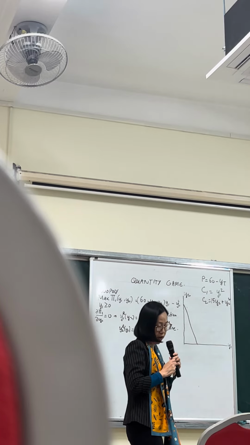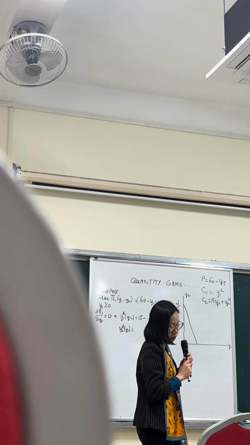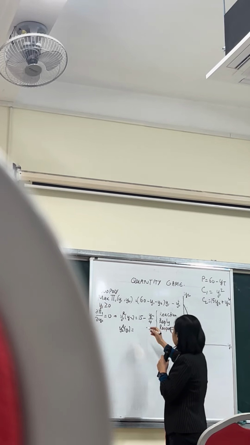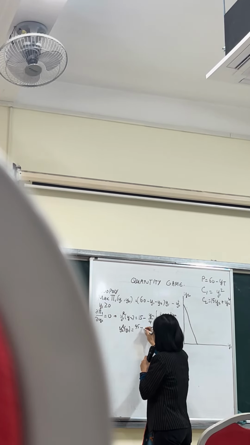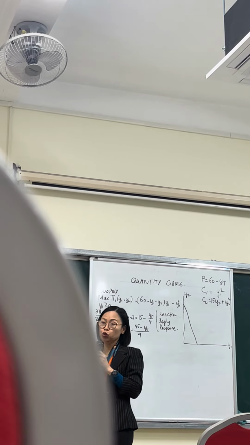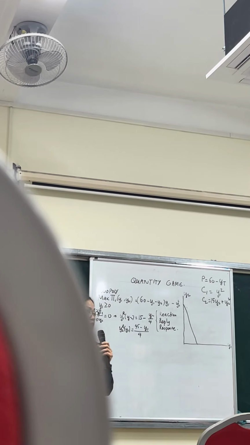Okay, what do we have? Okay, 45 minus y1 over 4, right? Can you draw it? It's going to be something like this, okay? And what does it represent? It represents the reaction of firm 2 to a choice of firm 1. Right? And now we need to determine the Nash equilibrium.